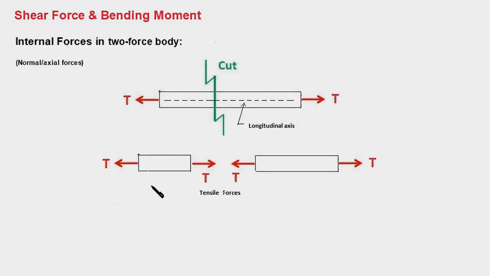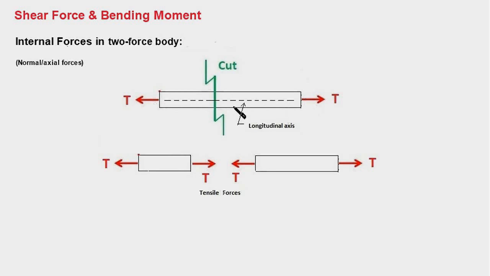Let's first check what kind of internal forces are present in two-force bodies. Here is a two-force body which is subjected to external forces at two points of the body, and when it is in equilibrium, the external forces have to be aligned with the longitudinal axis of the body. This is necessary for the equilibrium of this body.